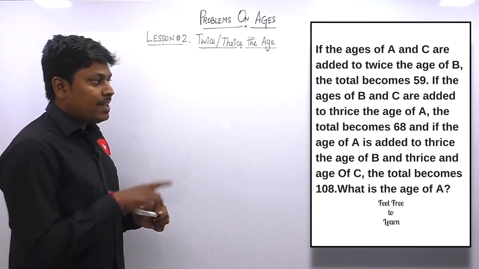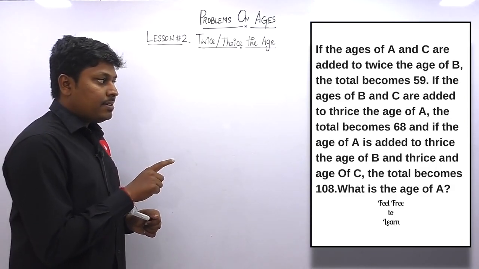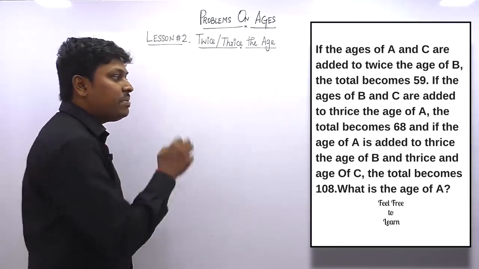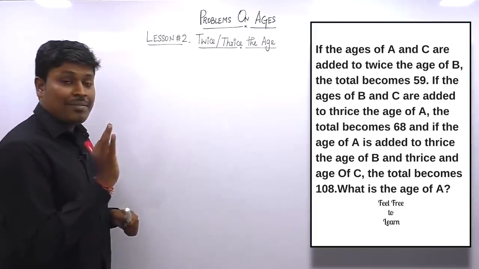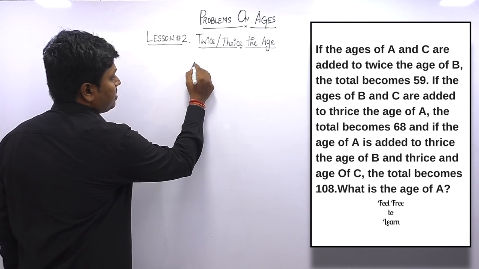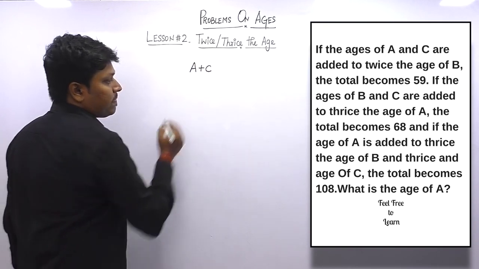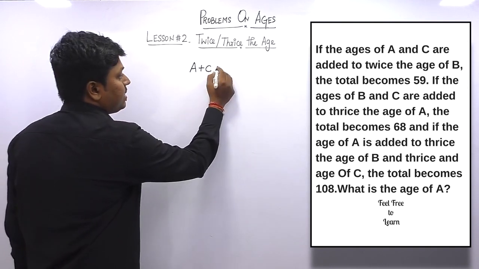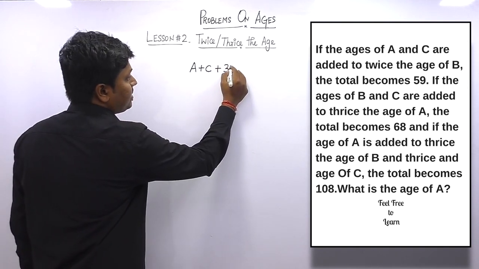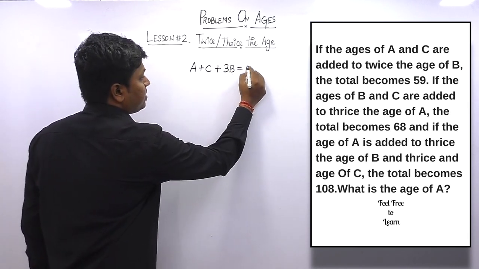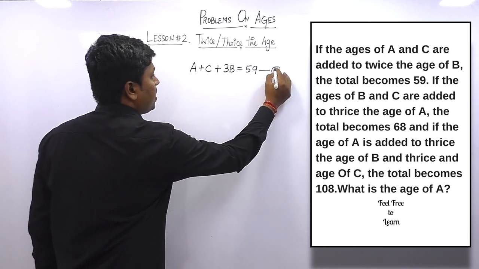So what they are saying is, if the ages of A and C are added to twice the age of B. So listen here, I think we need to frame an equation because they have given 3 conditions. The first condition: the ages of A and C are added to twice the age of B. So these 2 persons' ages are added to twice the age of person B, so the total becomes 59. So let me assume this as equation number 1. Got it?